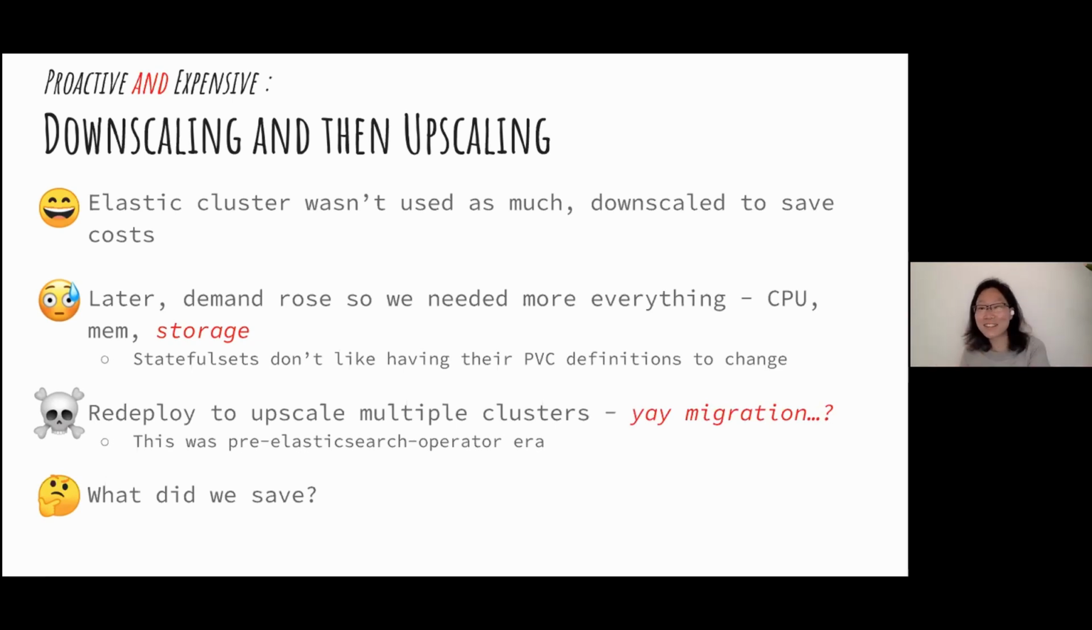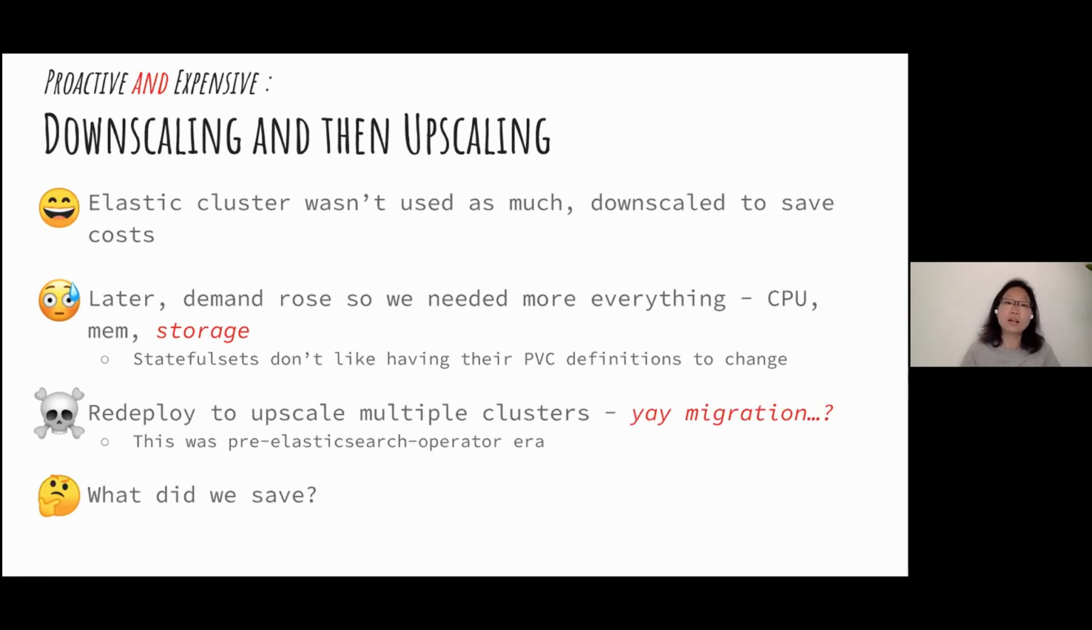We eventually migrated to using the Elasticsearch operator, which is awesome. But it did take us some time to migrate and downsize our Elasticsearch clusters, because we were deploying using stateful sets. I know this problem was fixed in later Kubernetes versions, but at the time, with stateful sets, you can't change the PVC. It's an immutable field when you deploy it.